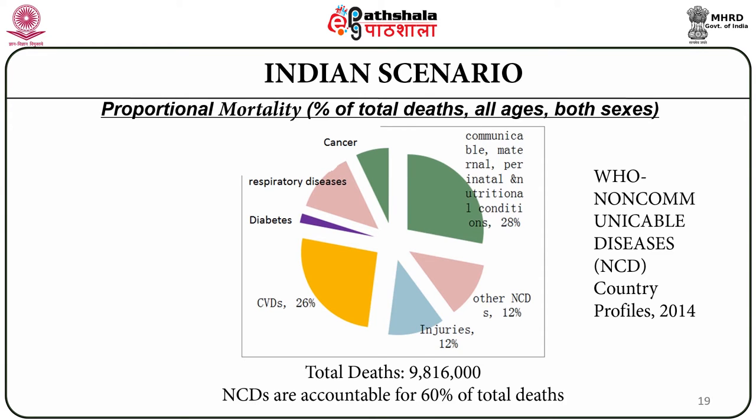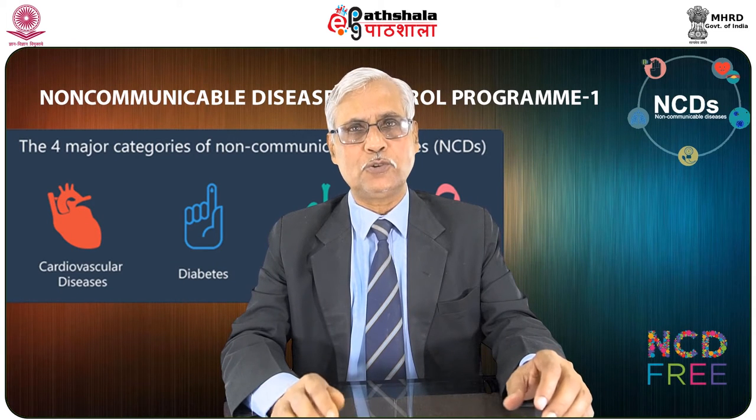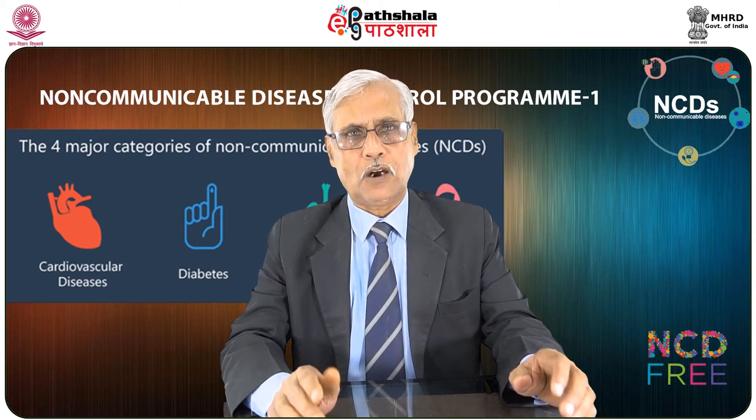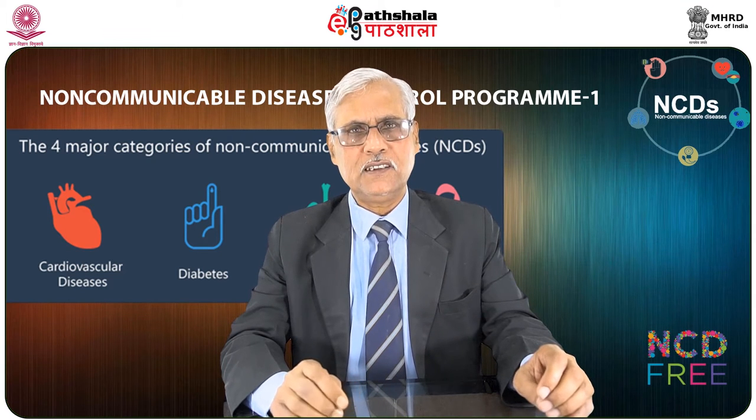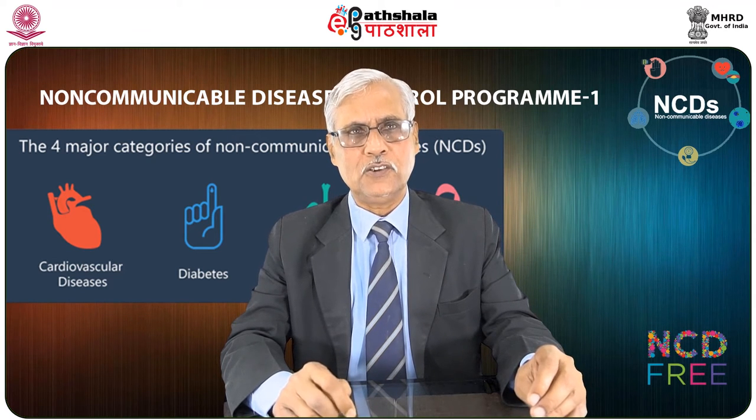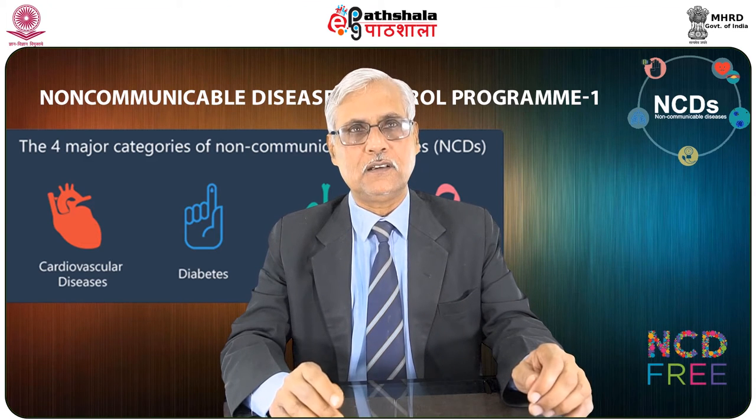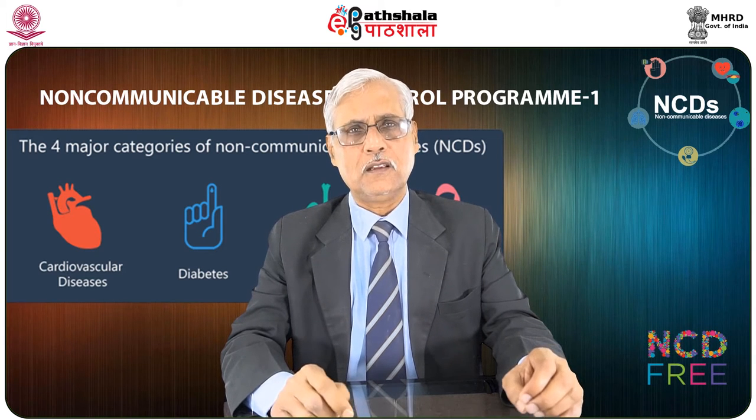Now, if you look at the proportional mortality of total deaths, all ages, both sexes: non-communicable diseases 25 to 40, communicable, maternal, perinatal, and nutritional conditions contribute about 28% of the total mortality. Other NCDs 12%, injuries 12%, cardiovascular diseases 26%, diabetes 3%, respiratory diseases 7%, and the remaining diseases are like cancer.